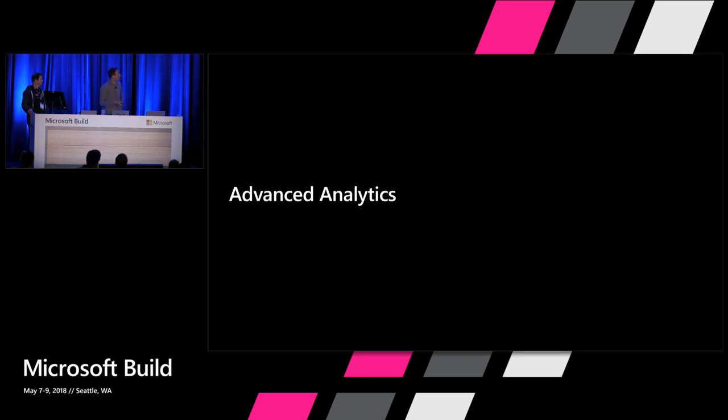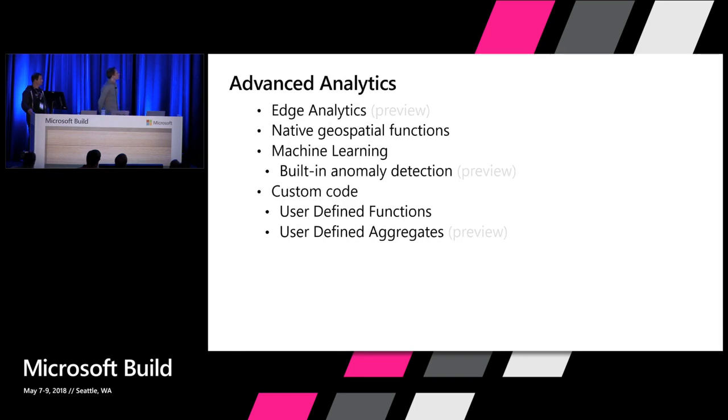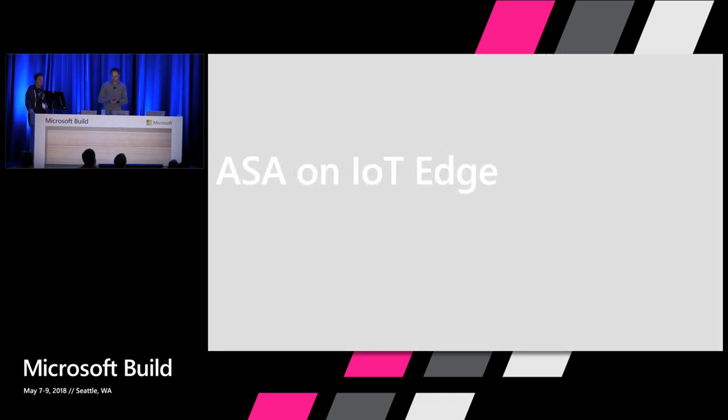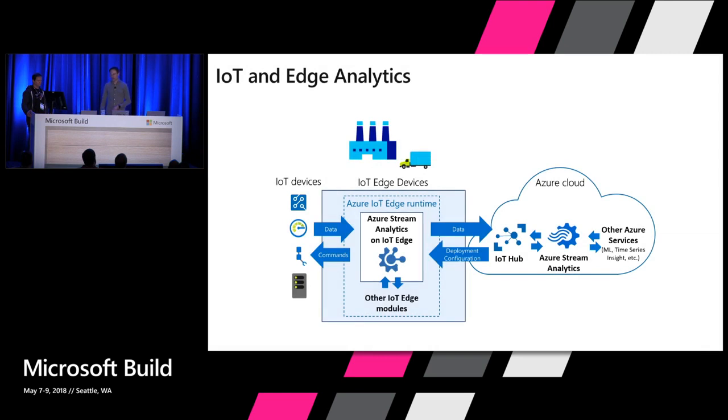I want to talk about advanced analytics now. So I will start with Edge. And after, I will talk about Azure geospatial functions, machine learning functions, and custom code. So let's start with Edge. I don't know how many people went to the IoT station, with all the drones, so it's very exciting. And actually, ASA, Stream Analytics, was one of the first services available on IoT Edge.